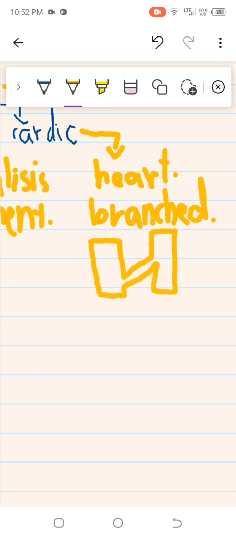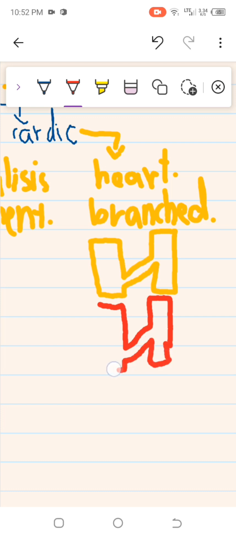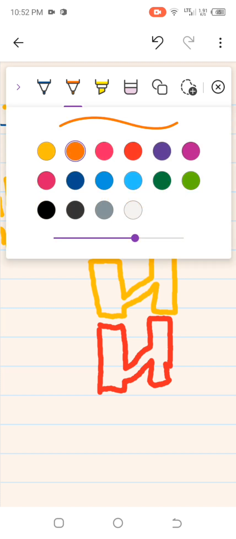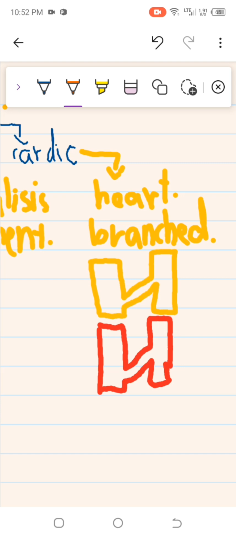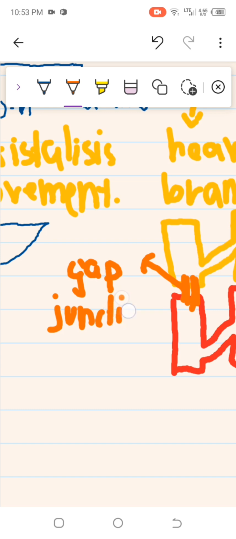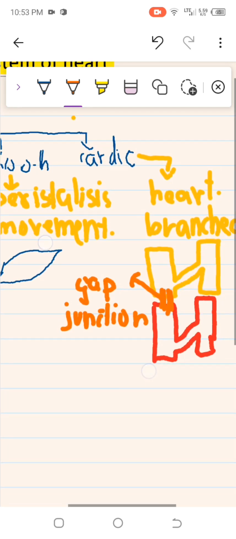And here we have another one. So these are the branched muscles. Here we have two branched muscles, and here we have the junction between them. The junction between these two branched muscles is known as the gap junction. So here we have the gap junctions.